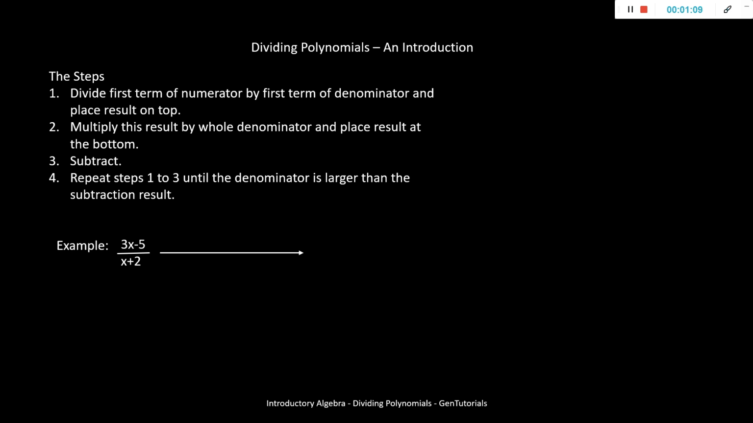So, create this diagram. It's basically the basis for long division. And we need to put our terms in their proper places. The numerator, you would put on the right-hand side, so 3x minus 5, and the denominator on the left-hand side, x plus 2. Now, step 1 would be to divide the first term of the numerator, so 3x, by the first term of the denominator, and place the result on the top of the right-hand side. So, 3x divided by x is 3. Place that there on the top.